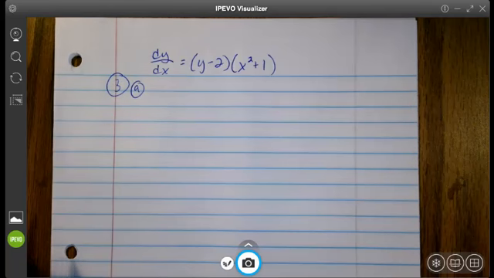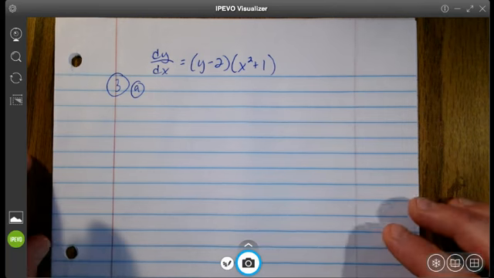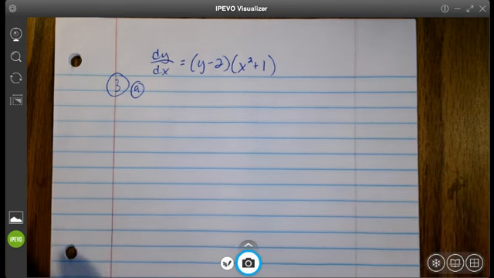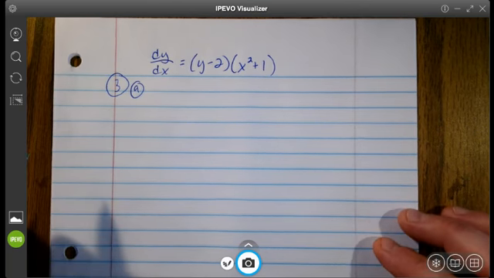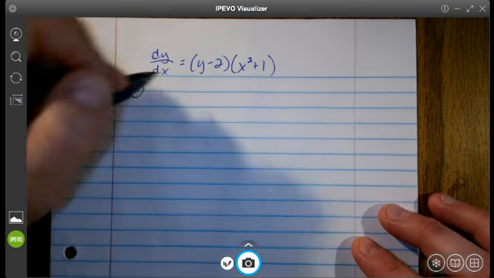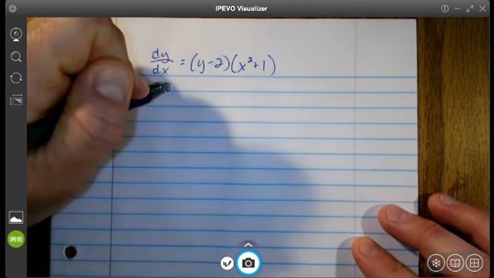Is question 3, part A. All right, so the problem says consider the differential equation dy/dx equals (y minus 2) times (x squared plus 1). A says find y equals g of x, the particular solution to the given differential equation with the initial condition that g of 0 equals 5.